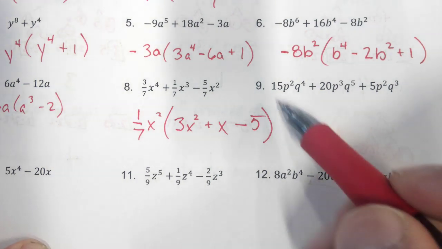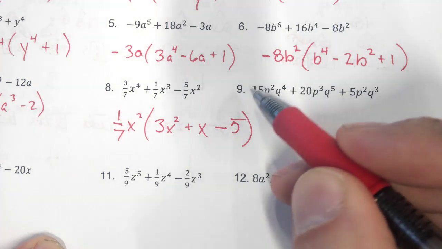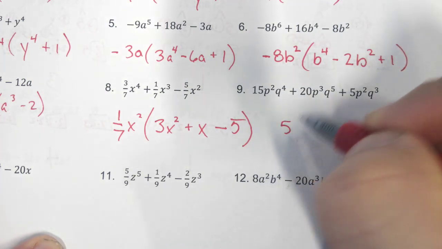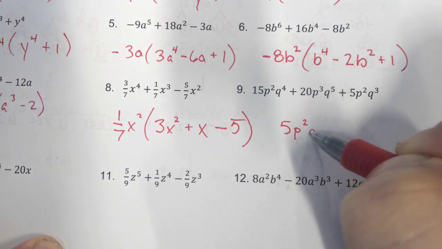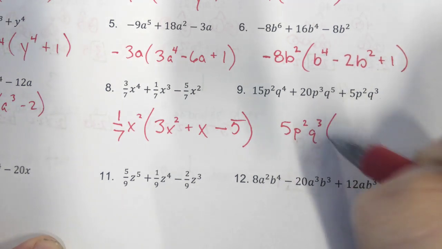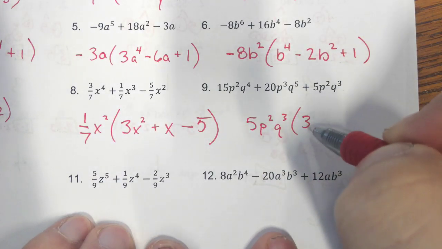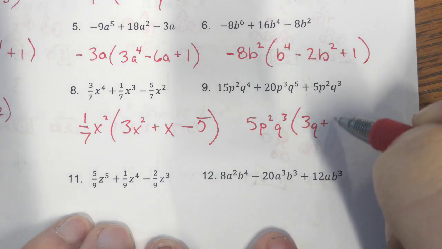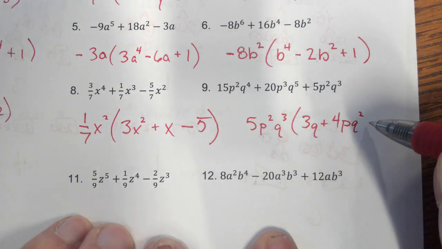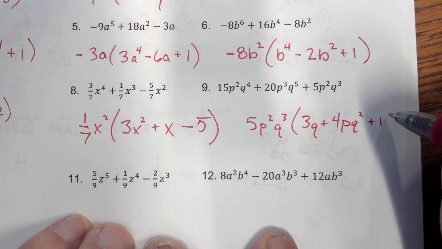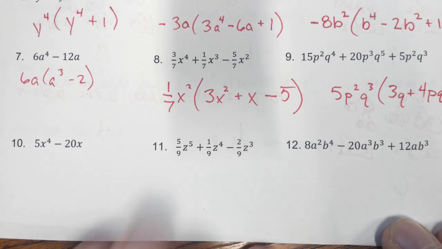Then number 9, it's actually probably easier than 8. What's the biggest that will divide 15, 20, and 5? Of course, 5. And then the smallest p is p squared, and the smallest q is q to the 3rd, q cubed. Divide each of those by that number, and you would have 3q plus 4pq squared, and then plus 1. Awesome. So you try 10, 11, and 12.